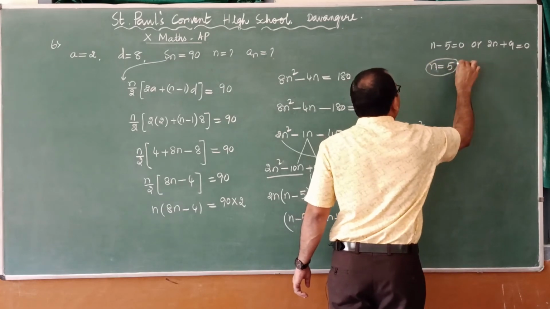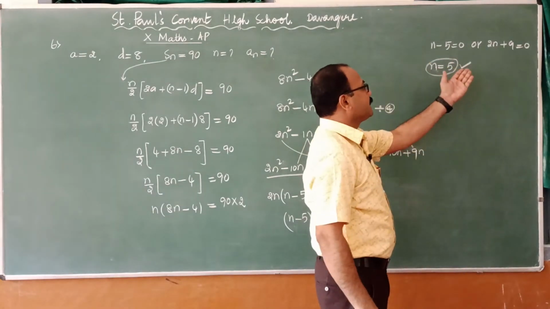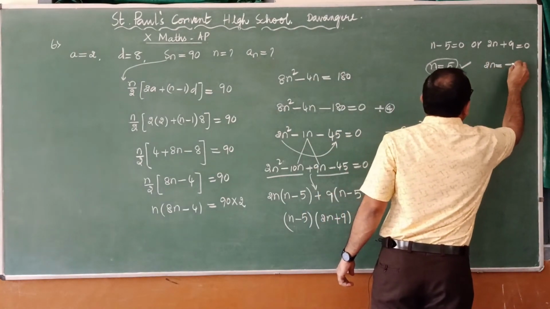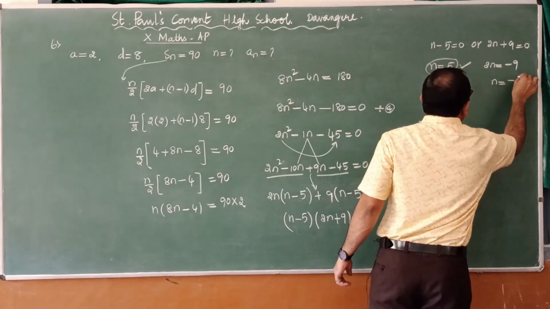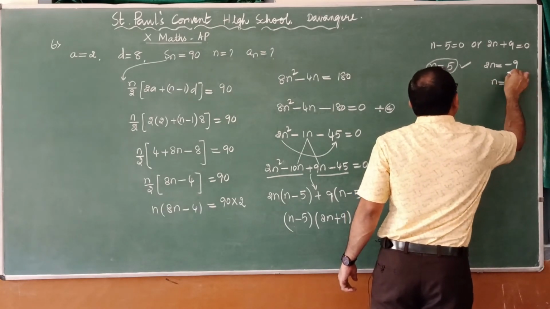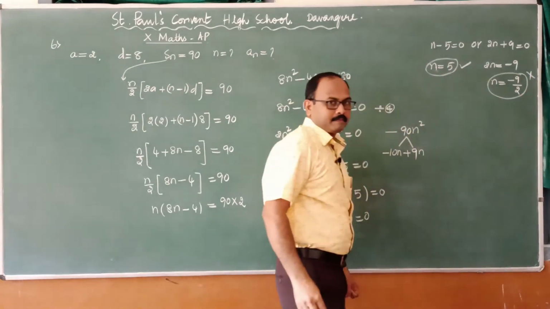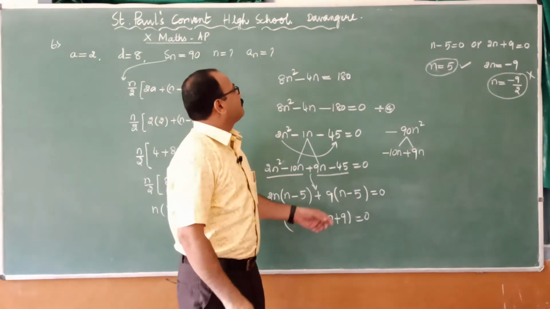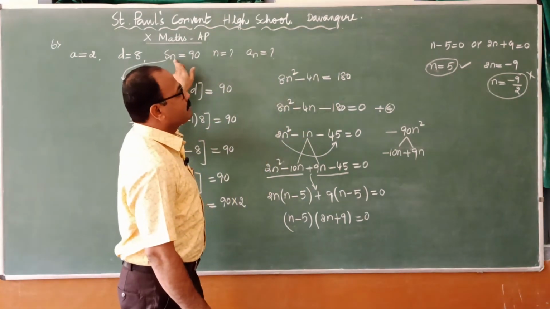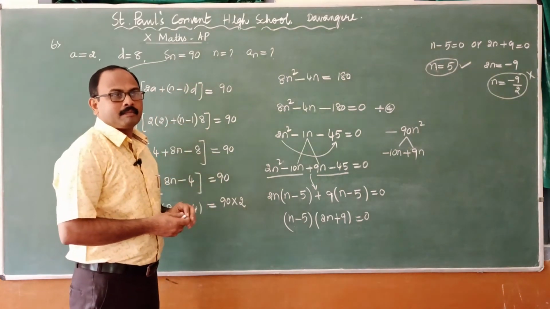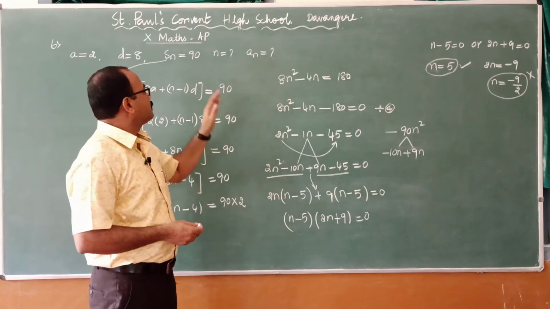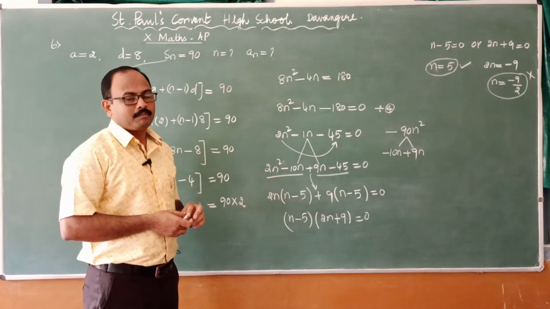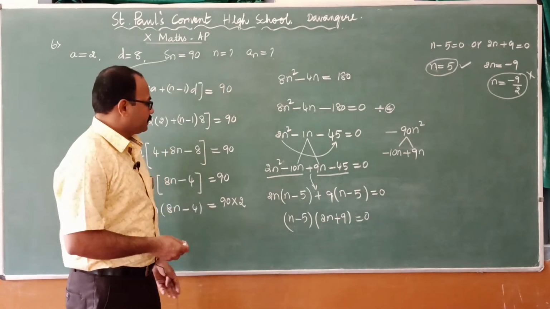We will consider only this value, because the other is negative and a fraction. 2n will be equal to minus 9, n is equal to minus 9 by 2, which is negative, so we don't consider it. Number of terms must be a natural number. Sum of 5 terms is 90 has a meaning, but minus 9 by 2 has no meaning, children. The n part must be purely a natural number.